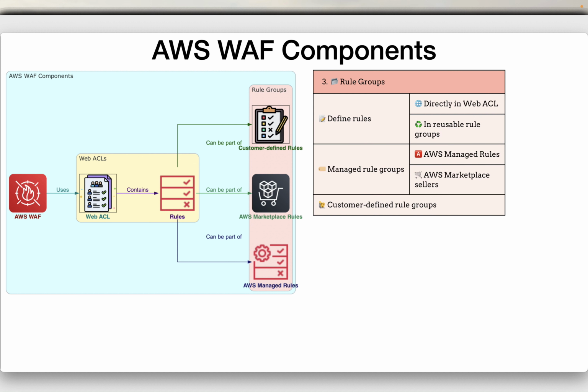Next element is rule groups. You can define rules directly inside a Web ACL or in reusable rule groups. AWS Managed Rules and AWS Marketplace sellers provide managed rule groups for you to use. You can also define your own rule groups.